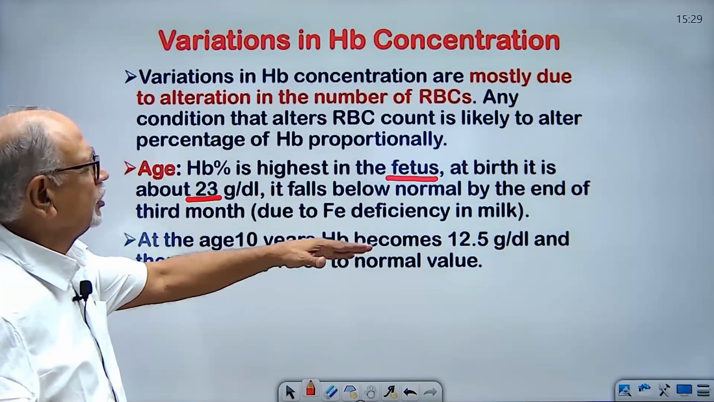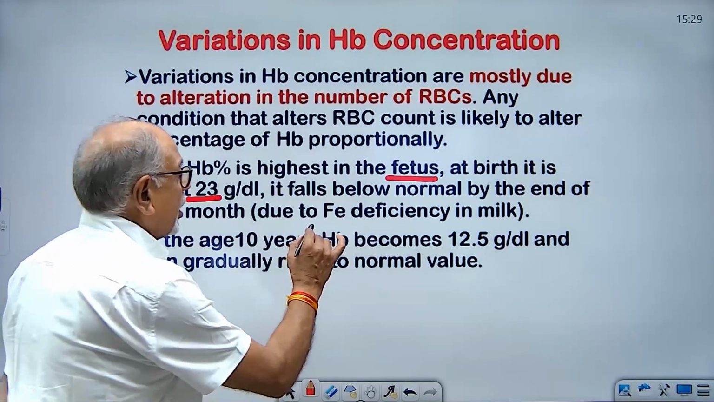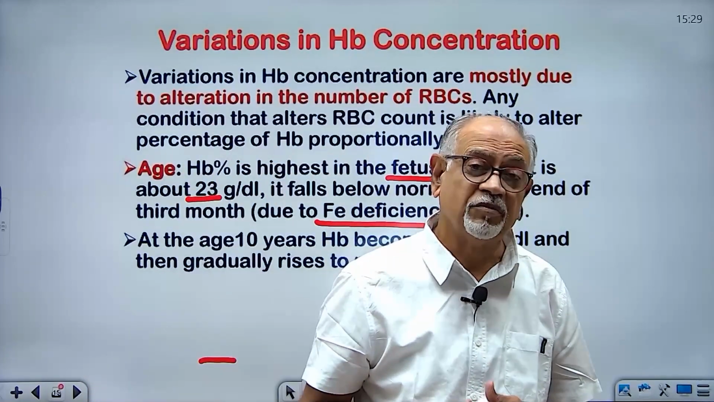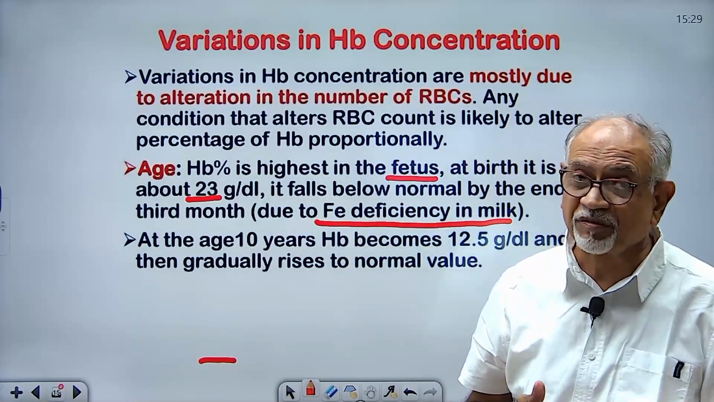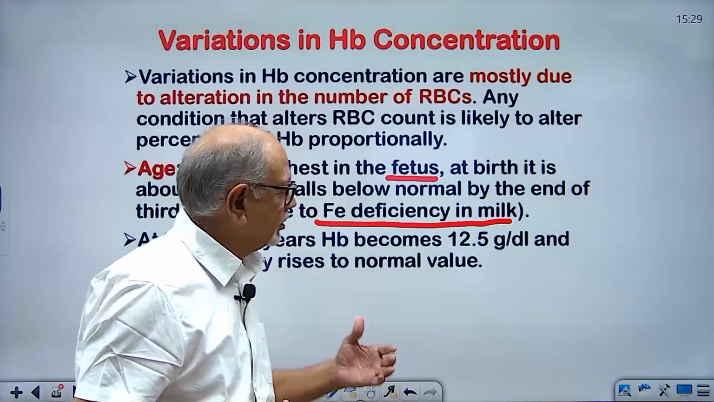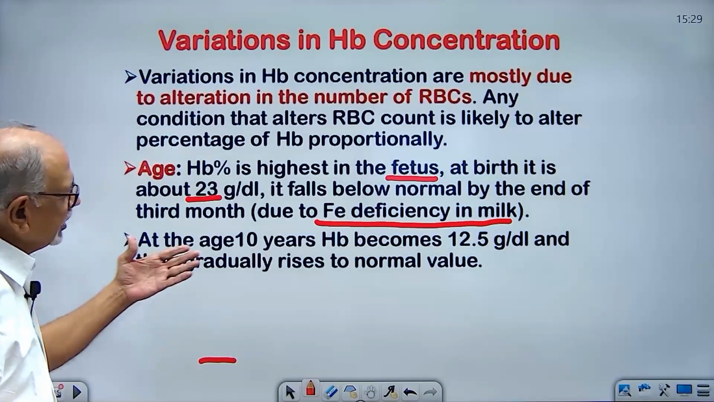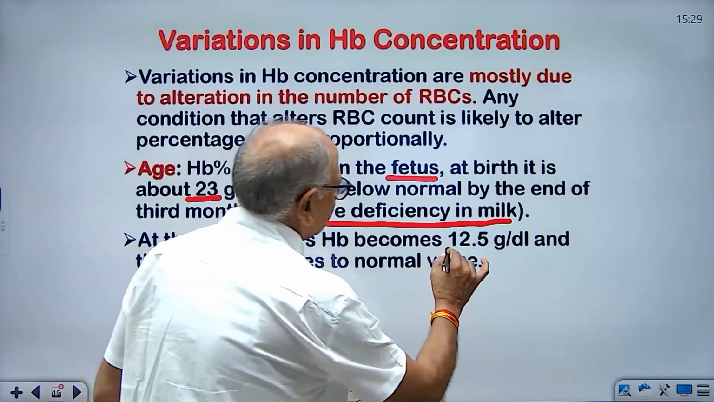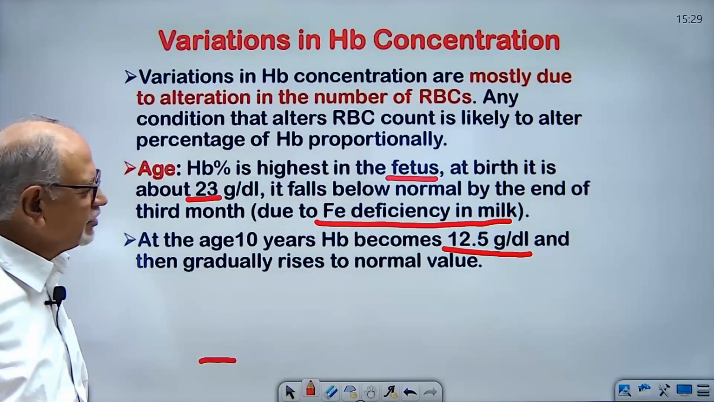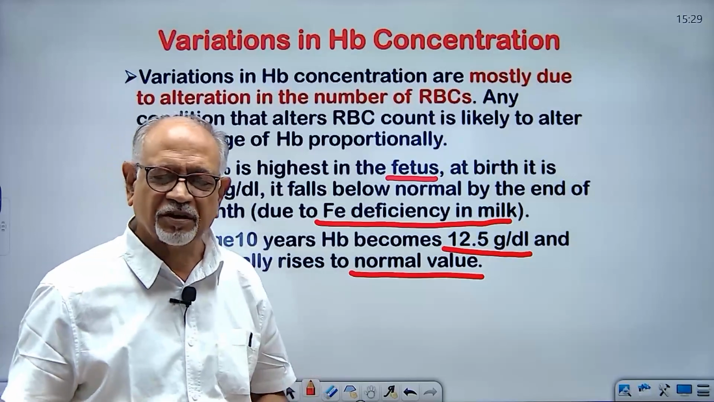It falls below normal at the end of the third month due to iron deficiency. As you know, during the first few months, the baby is fed with the mother's milk, in which there is a deficiency of iron. So, therefore, the hemoglobin percentage falls during that period. At the age of 10 years, it becomes roughly 12.5 gram per deciliter, and then it gradually rises to the normal value of 13-14 gram per 100 ml.